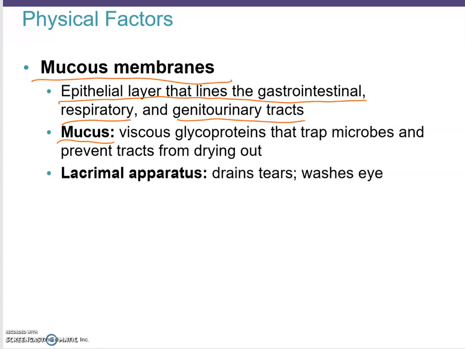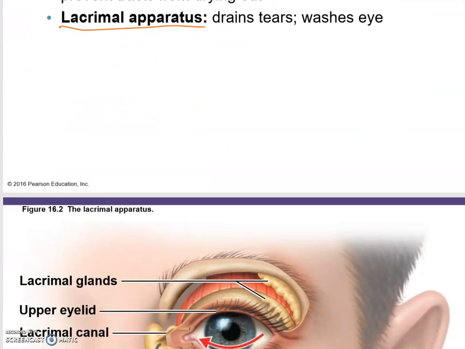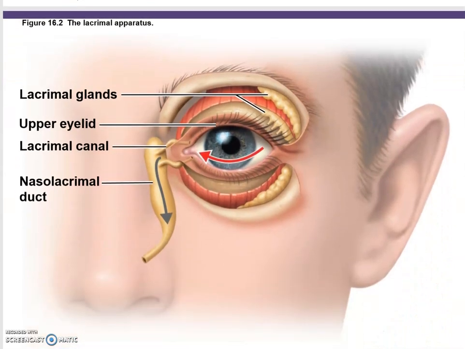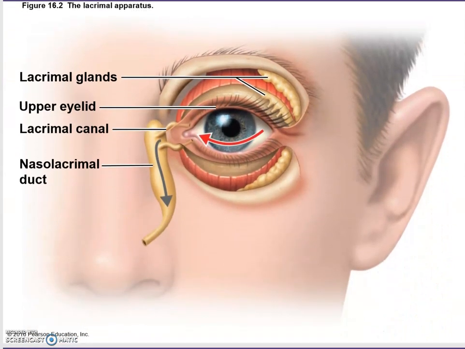Here's another thing, the lacrimal apparatus, your tears. They also contain IgA antibodies, a sort of generic antibody that binds to stuff that's not supposed to be around your eyes, like bacteria. It drains and washes your eyes, so any bacteria that were trapped there could be washed out because the tear fluid drains your eyes. So here is the lacrimal gland that flushes and cleanses your eyes.